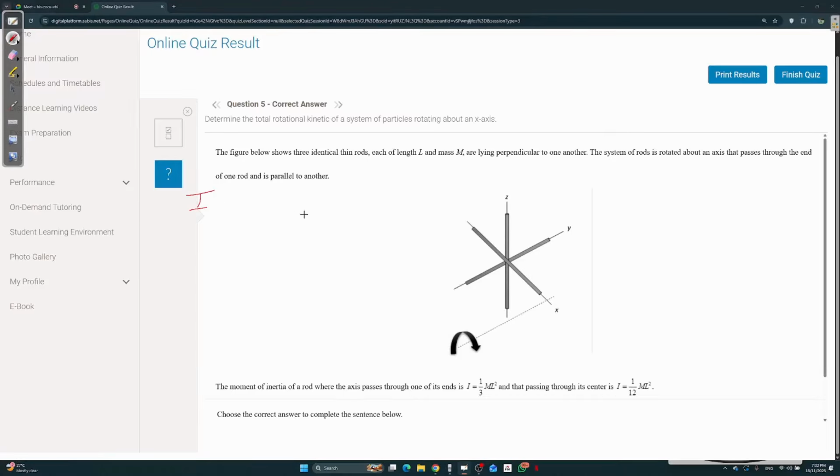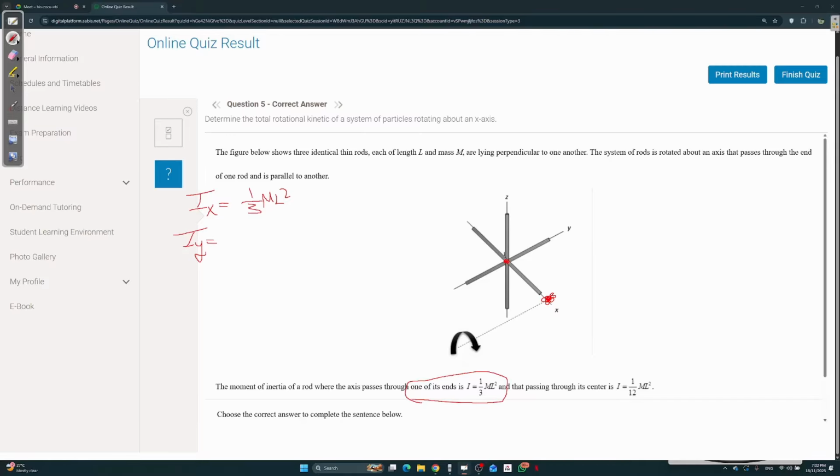Let's find I of each rod one by one. So Ix: the axis is at the end of rod x, so it's simply going to be 1 over 3 ml squared, because it's passing through one of its ends. This is easy.